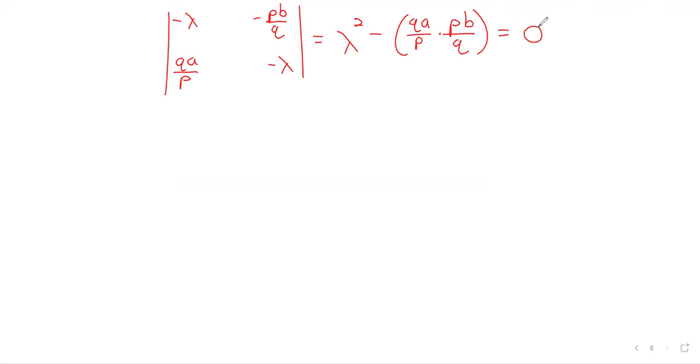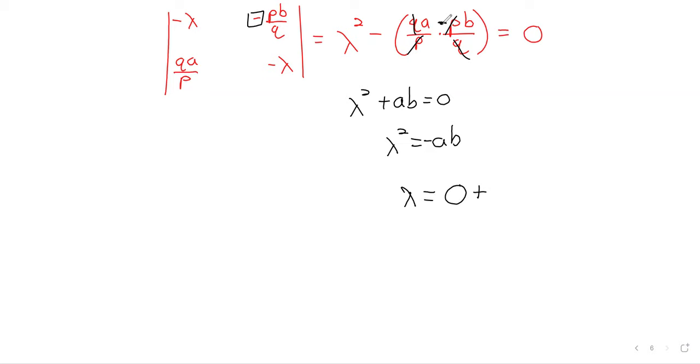Cancellation occurs. The Qs go away, the Ps go away. Lambda squared minus AB equals zero. Lambda squared equals AB. Wait, something's gone terribly wrong. What's gone terribly wrong is that I forgot the negative sign in front of that fraction when I was writing it out here. So this is positive, this is negative. That's what I thought should happen.